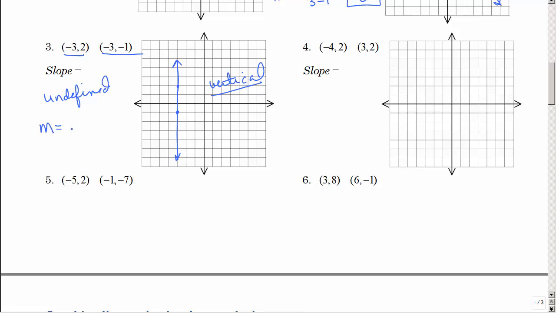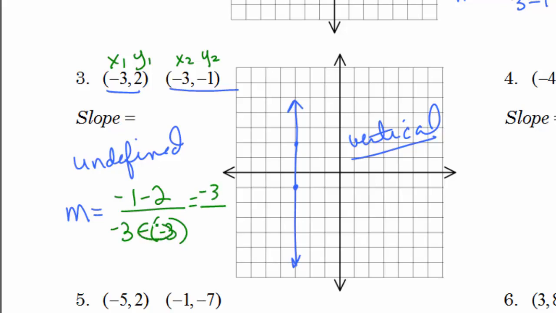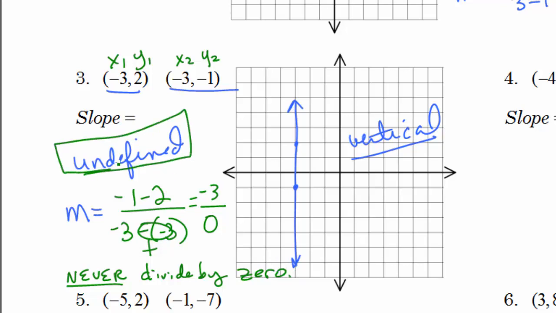What if we did it mathematically? What if we used our formula? y2 minus y1, negative 1 minus 2, x2 minus x1, negative 3 minus a negative 3. Well, a minus and a minus makes plus and you get 0. You can never, ever, ever divide by 0. Why? Because it's undefined. So vertical lines, a slope is undefined.